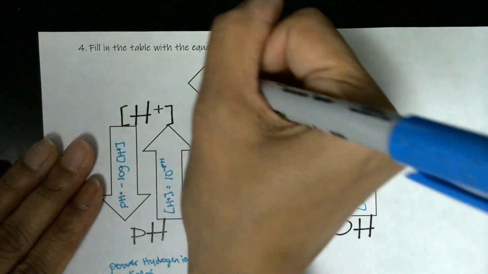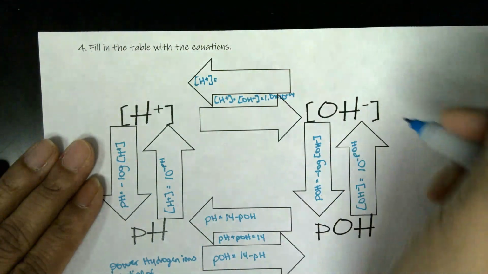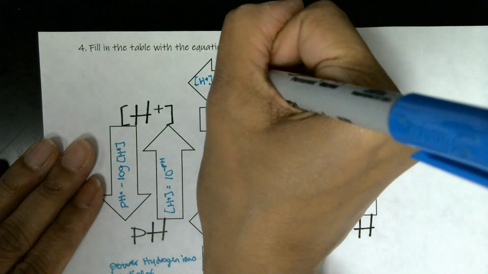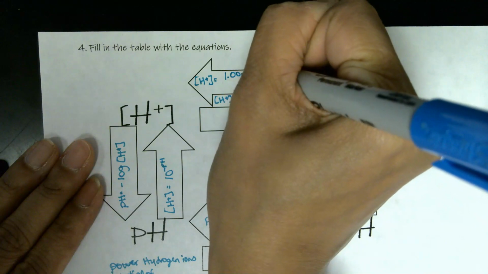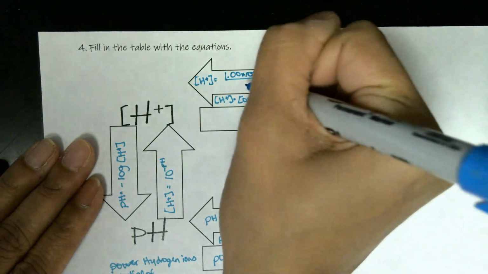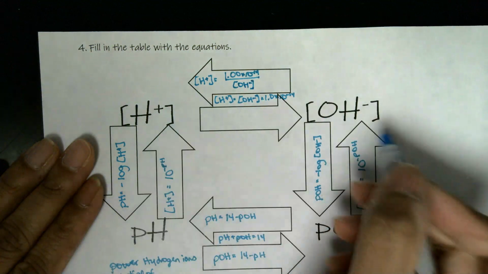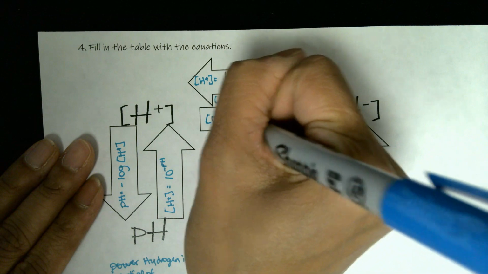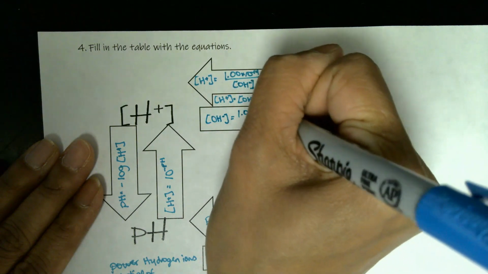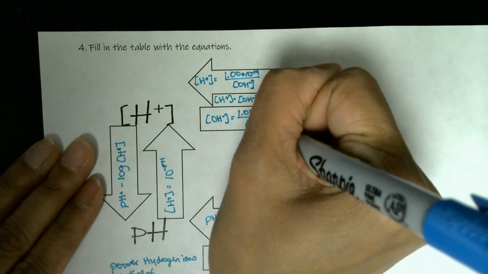So the opposite, if I want to find H plus, but I'm given OH minus, I know that I have 1.00 times 10 to the negative 14th over the concentration of OH minus. Or if I'm given H plus and I want to go to OH minus, I can say that the concentration of OH minus is equal to 1.00 times 10 to the negative 14th over H plus.